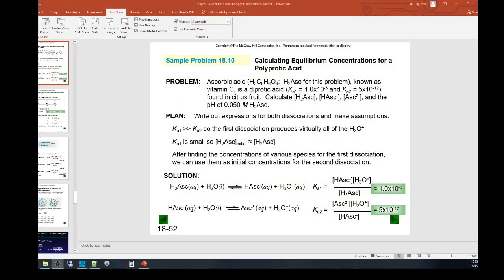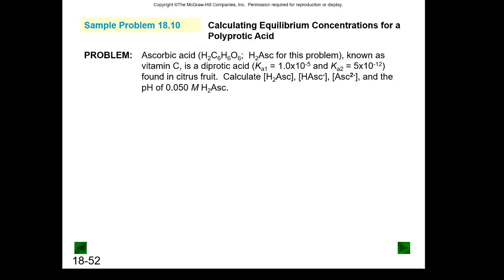So, if I go over here, and we look at sample problem 18.10 out of the book. So it says ascorbic acid, known as vitamin C, is a diprotic acid. Notice that it has two Ka values. It has a Ka1 and a Ka2. The Ka1 is more acidic than Ka2. We should be aware of that.